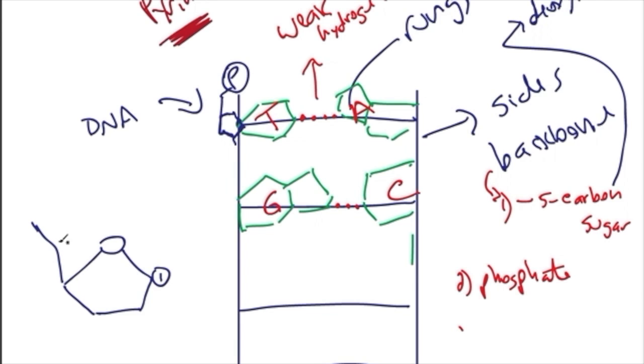Number 5. Let me make sure that's right. Because then you'd have 2, 3, 4. Yeah, that's right. So the 5th one is actually not part of the pentagon. Right? And then over here, you have your phosphate.